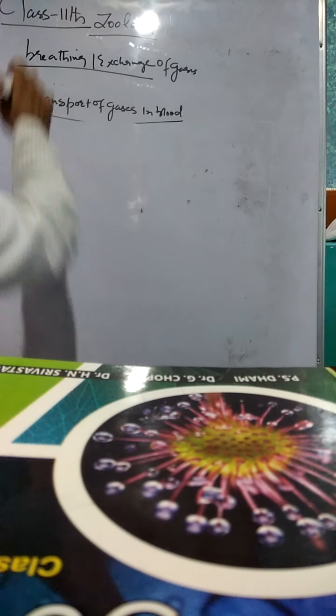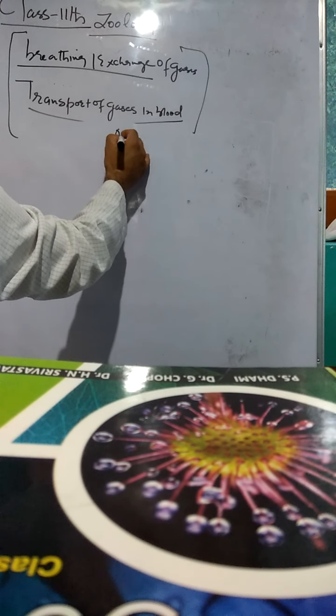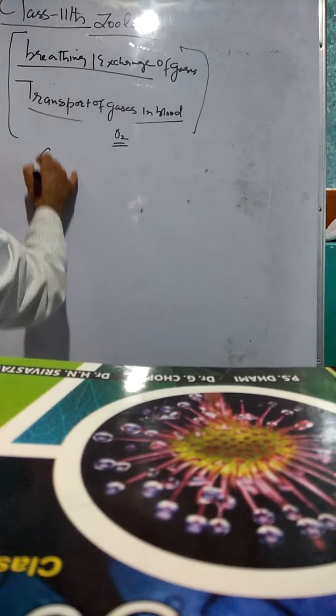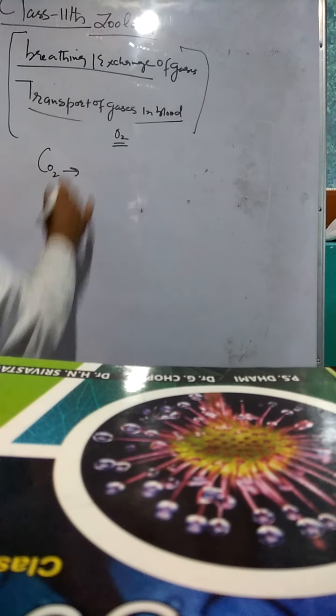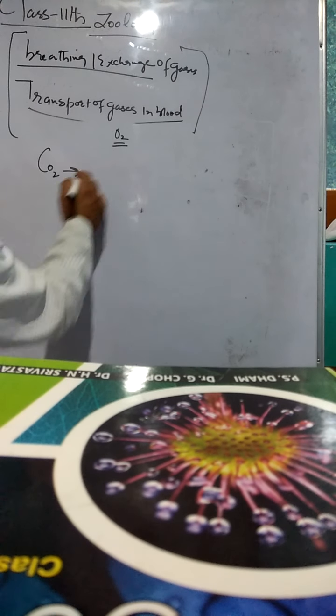In continuation to breathing and exchange of gases in human physiology, the transport of gases in the blood, we have discussed the transport of oxygen. Now we will go through the transport of carbon dioxide. Carbon dioxide is carried by the blood in three forms.